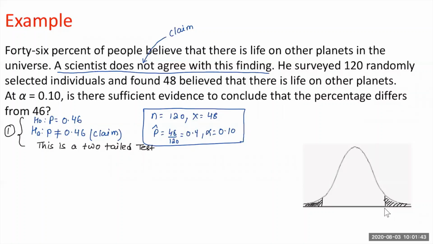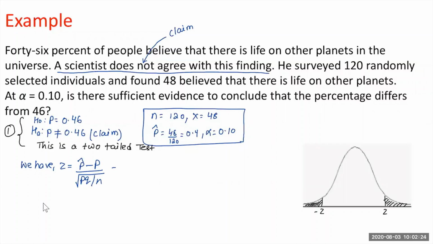This one will be a positive Z score. This will be a negative Z score. You have the equal value, but opposite. So we have a two-tailed test in this case. So once we have the null and alternative hypothesis set up, and we know that it's a one-tailed test or two-tailed test, here it is two-tailed test, we need to find the test statistic or the Z value. So for the proportion, the Z value is, let's write the formula. Z is equal to P hat minus P divided by square root of PQ over N.